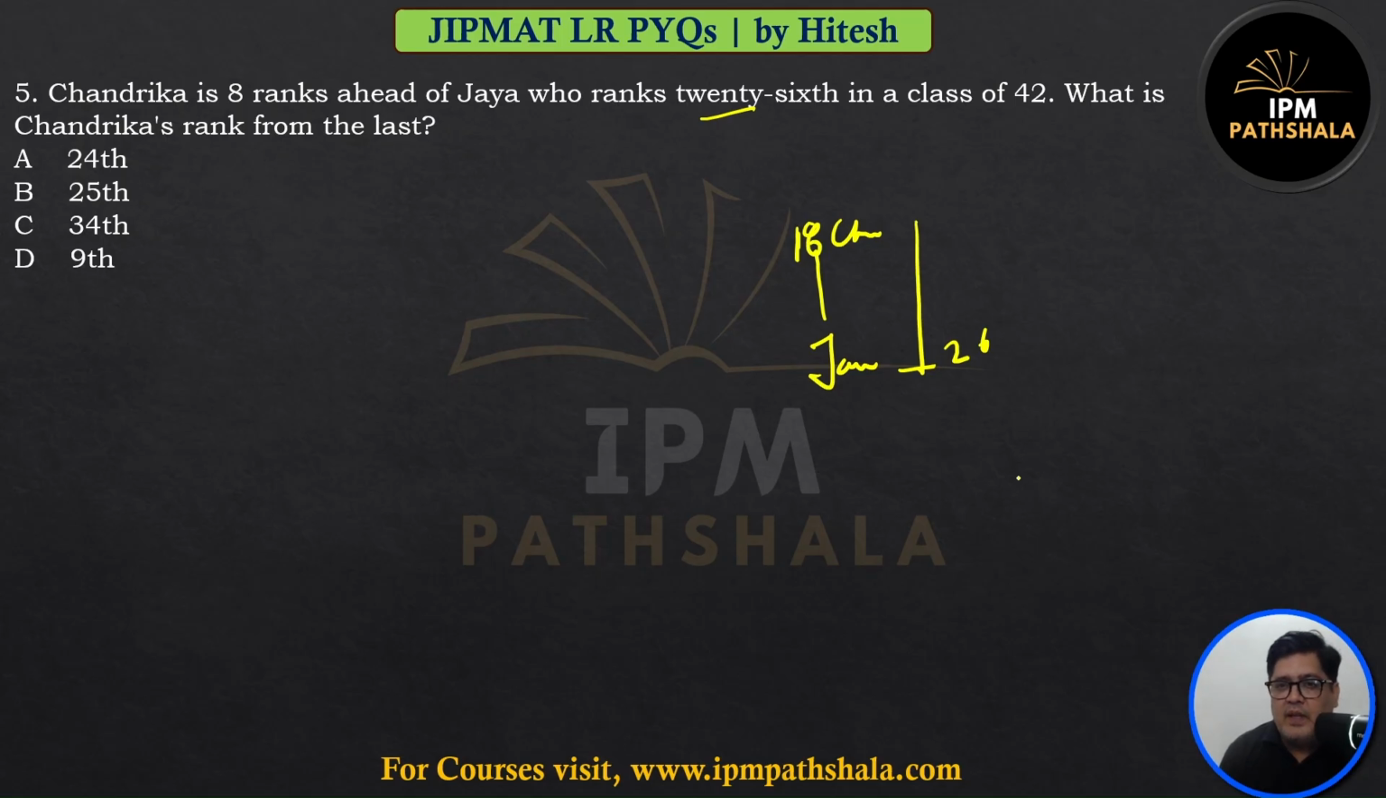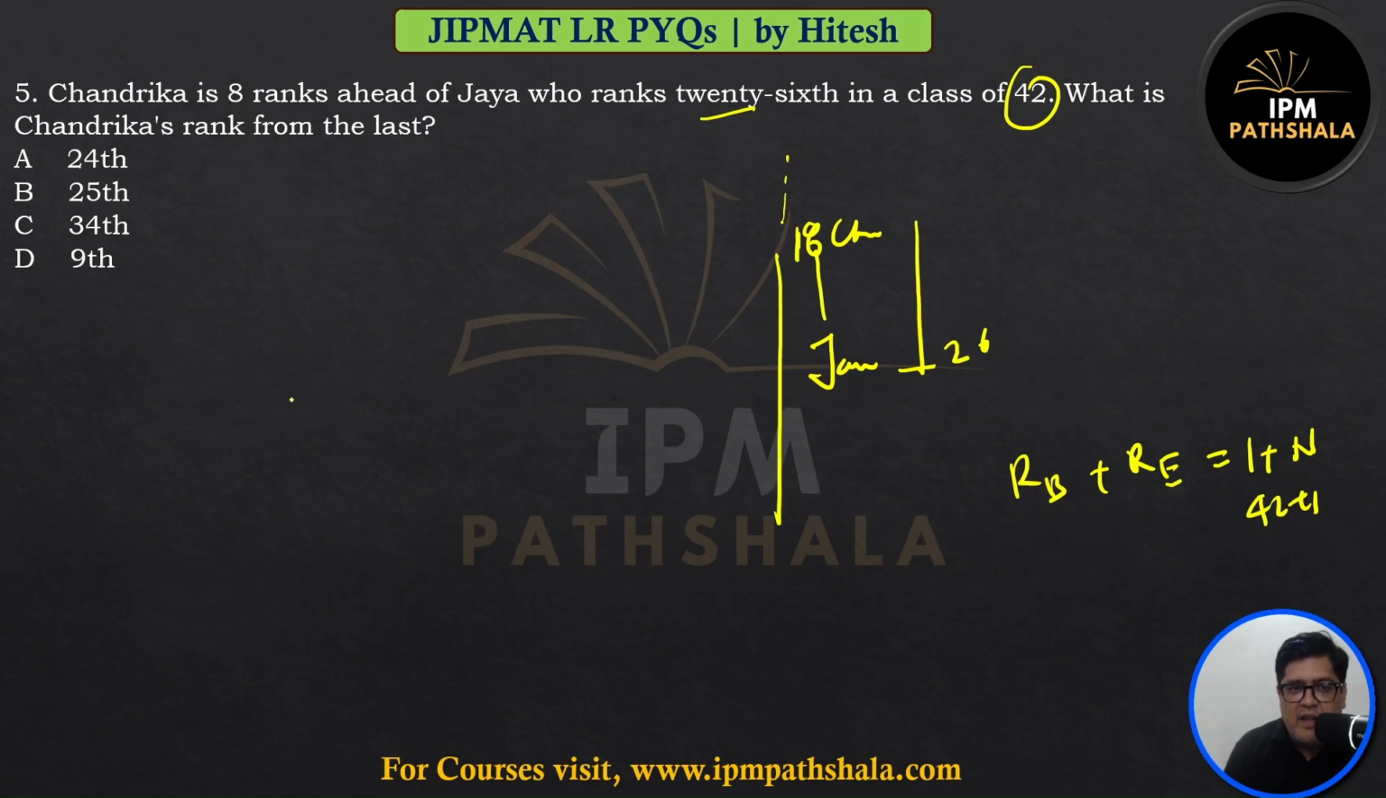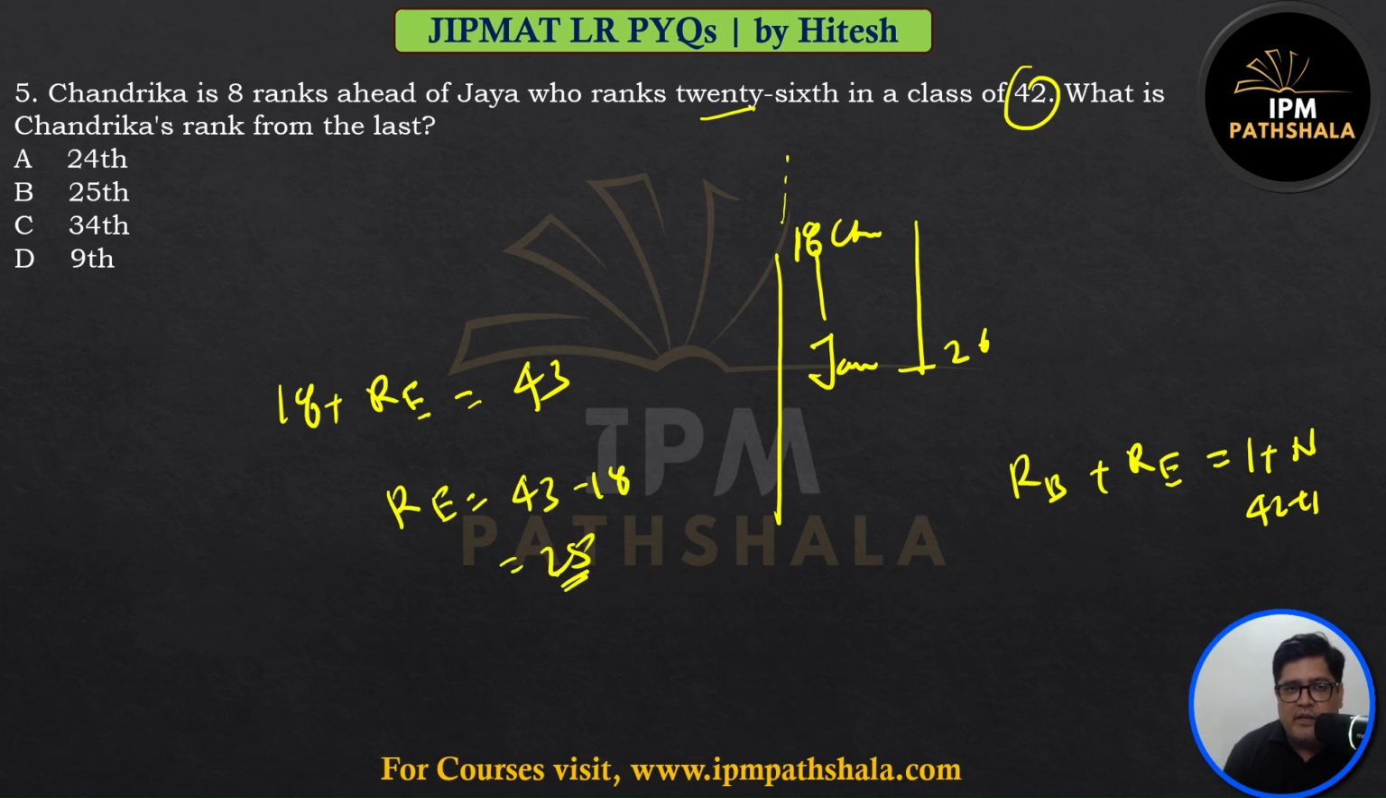Now, this is a concept. Rank from the beginning and rank from the ending will always add up to one more than the number of people or number of elements in the line. There are 42 people, 42 plus 1, 43. So Chandrika's rank, see this 18 is the rank from beginning. I need Chandrika's rank from the last. So rank from the beginning and rank from the ending would add to 43. So rank from the ending should be 43 minus 18, which is 25.